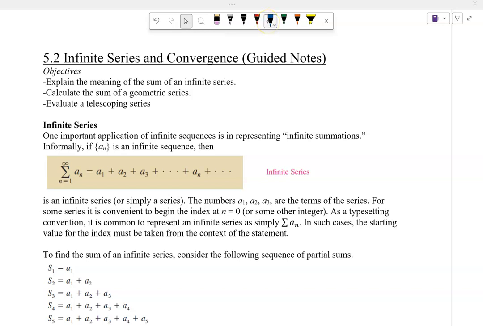All right, today we're going to talk about infinite series and their possible convergence. If they do converge, what do they converge to? And otherwise, if they don't, then what's the divergence?